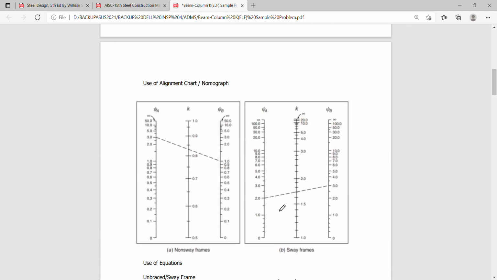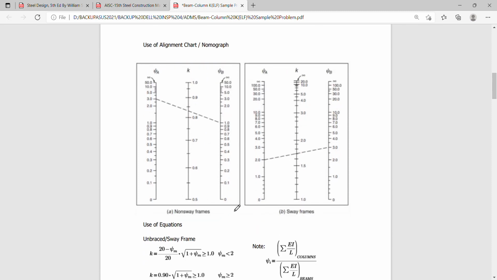For the alignment chart or nomograph, we will be using the AISC graph, which covers both non-sway and sway frames. But for this particular exercise, we are only going to use the non-sway frame graph, as stated in the problem.